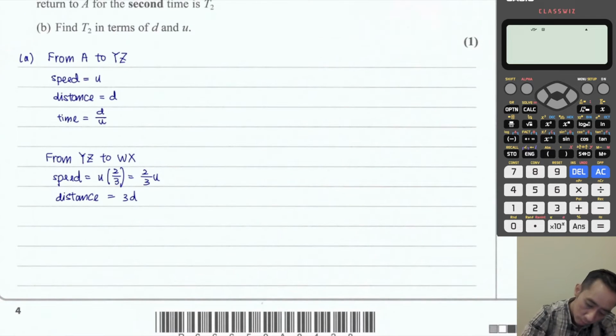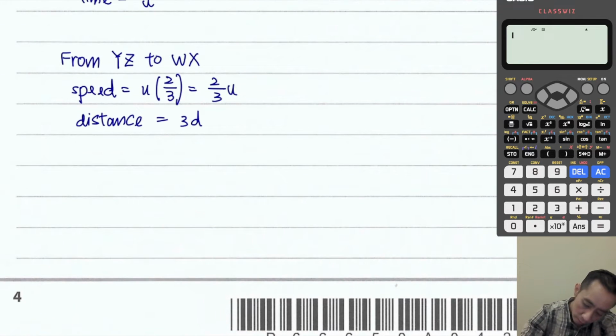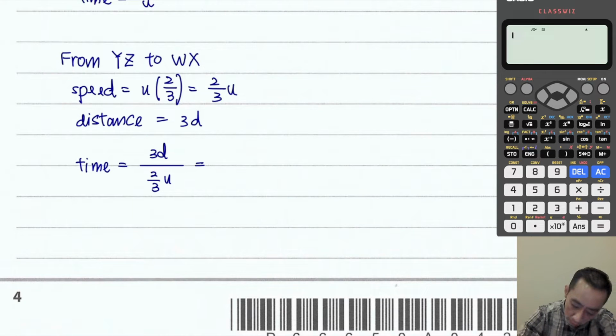So the time is 3D divided by 2/3u. So for this one is 9/2 d/u.